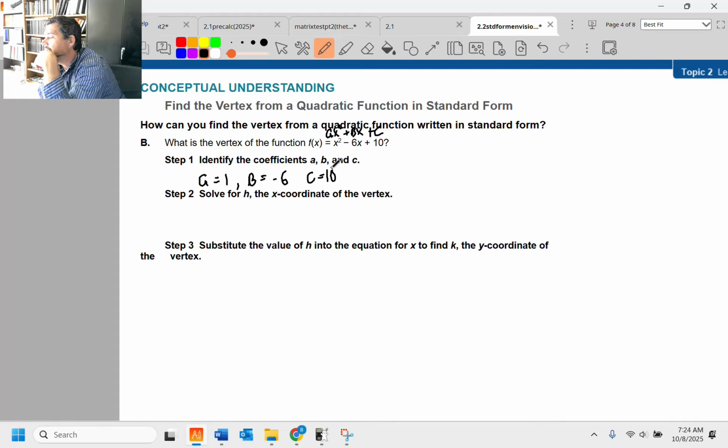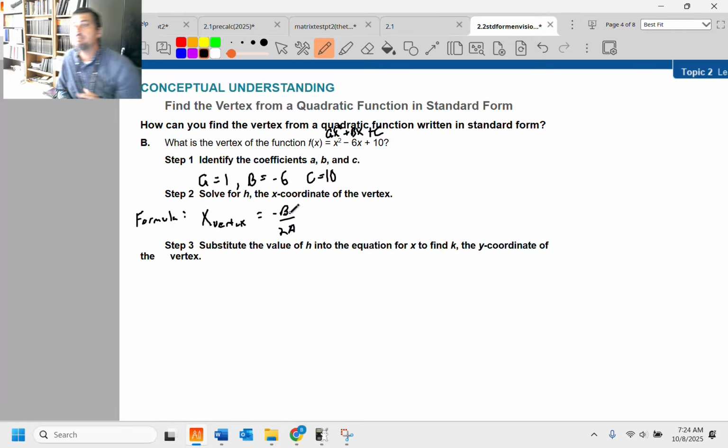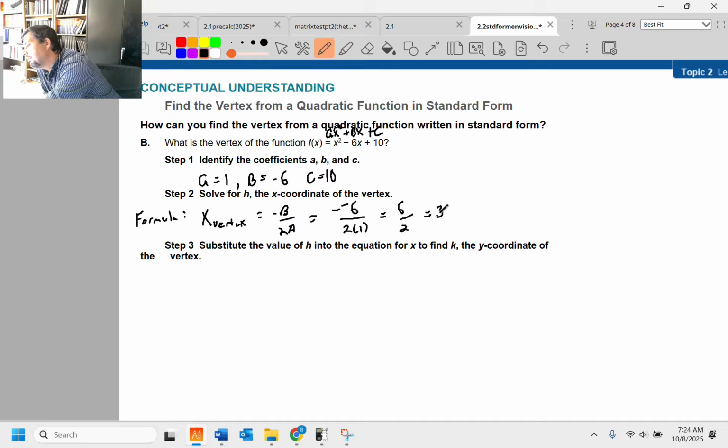Solve for h, the x-coordinate of the vertex. So to do this, you're going to need a formula. So here's a formula, all right? The x-coordinate of the vertex is simply opposite b over twice a, and this should be the second time in your life you've heard this. You should have talked about this in Algebra 1, because it is an Algebra 1 skill. So b is negative 6. We're going to do negative b over twice a, and a was 1. Now, when you negate a negative, you get a positive, right? And you end up with 3.